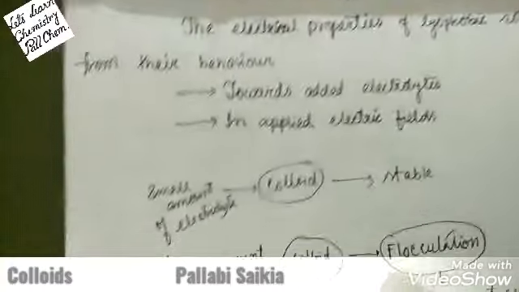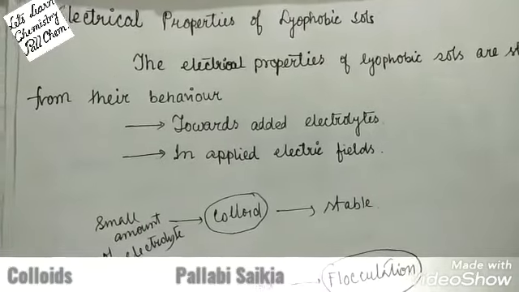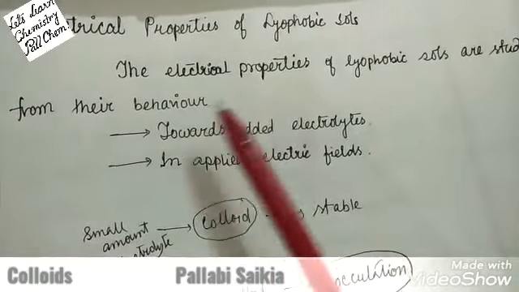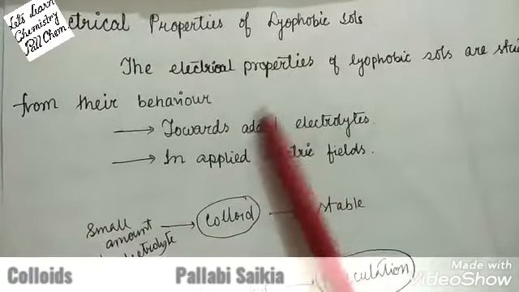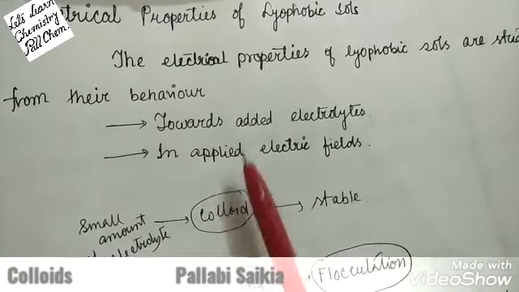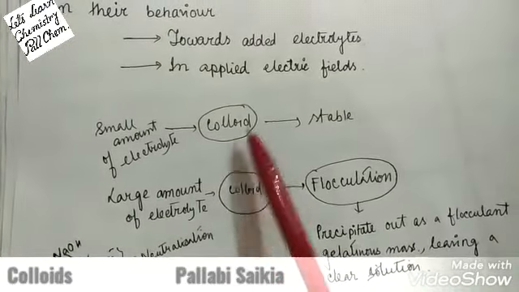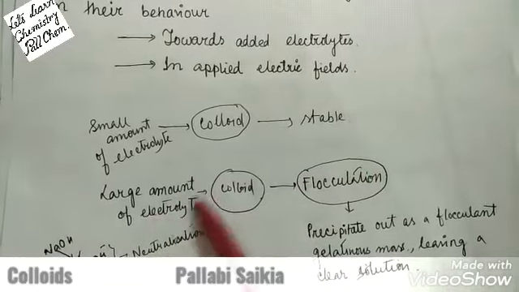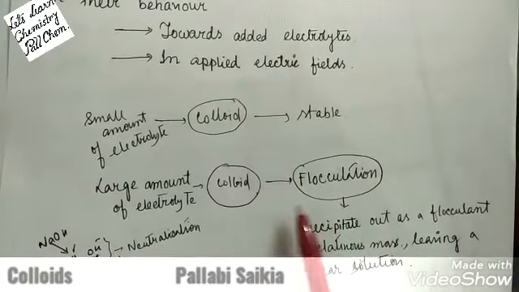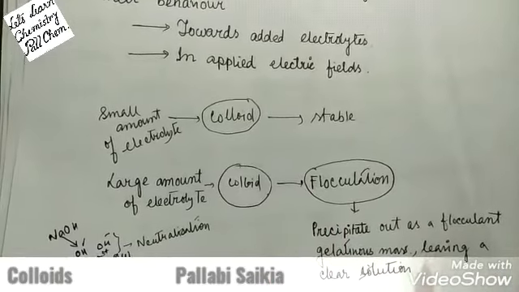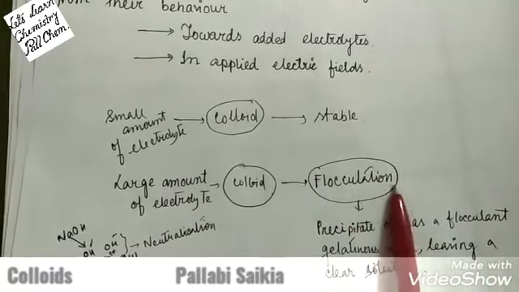Next is electric properties of the lyophobic sol. The electric properties of the lyophobic sol can be studied under two conditions. One is when an electrolyte is added to the sol, what will happen, and second is when an electric field is applied, what will happen. If a small amount of electrolyte is added to the colloid, then the colloid is stable. But if a large amount of electrolyte is added to the colloid, then the particles are precipitated out and it leaves a clear solution, and this is known as flocculation or coagulation.